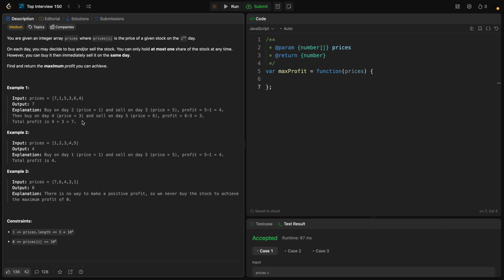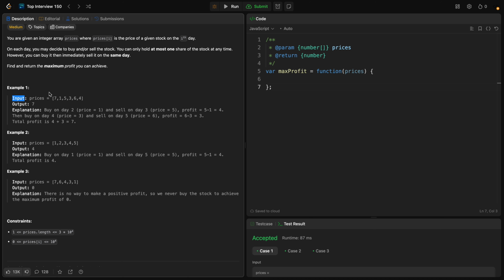And we have this as an example. We have this array, and the maximum profit will be 7 because we buy on day 2 with the price 1 and sell on day 3 with price 5. We have profit 4 because 5 minus 1 is 4. Then we buy on day 4 with price 3 and we sell on day 5 with price 6, and we got profit 3, and we had profit 4 before, so 4 plus 3 is 7.